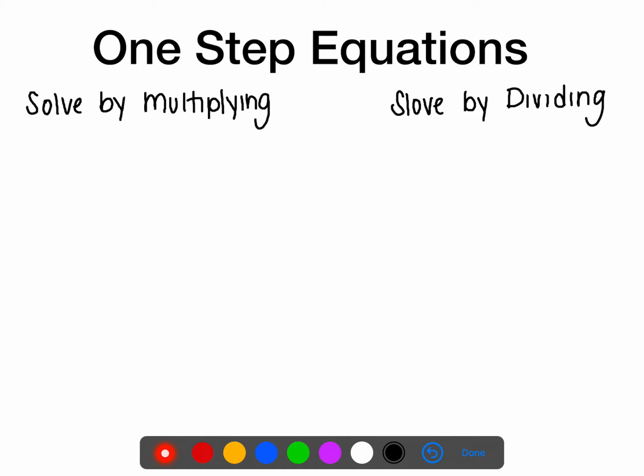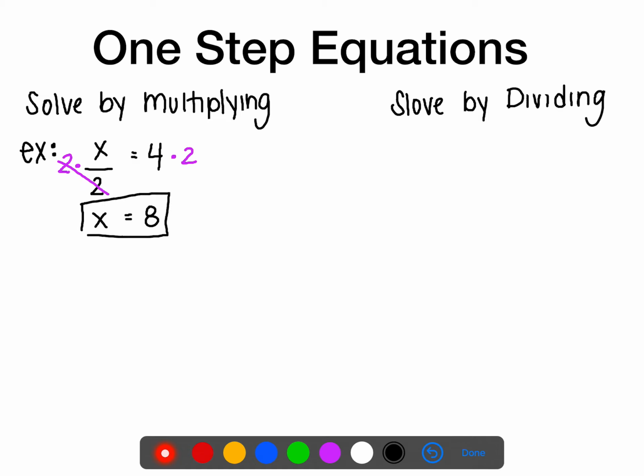So if I'm going to solve an equation by multiplying, an equation that I would see that requires multiplying to solve would be something like x divided by 2 equals 4. So now, in order to get the x all by itself, I've got to get rid of this 2. And since it's x divided by 2, in order to get rid of that 2, I have to do the opposite of division, which is multiplication. So I'm going to multiply by 2. And whatever I do to one side, remember I have to do to the other side. So when I multiply by 2, I end up getting x equals 4 times 2 is 8. And that's my final answer because my x is all by itself.